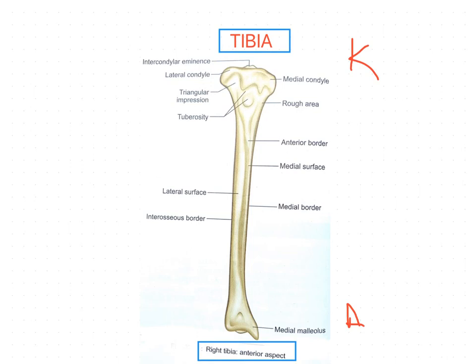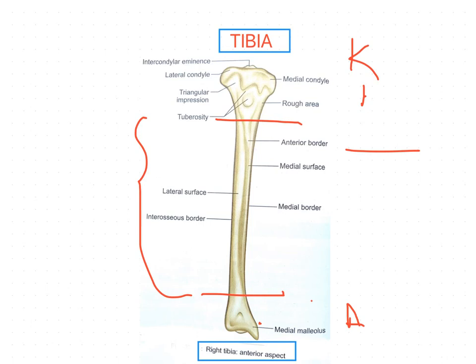This bone is also divided into three parts: upper end, lower end, and the shaft. So these are the three parts of the tibia. How can you determine the side of the tibia? Normally the upper end is broader and larger than the lower end.